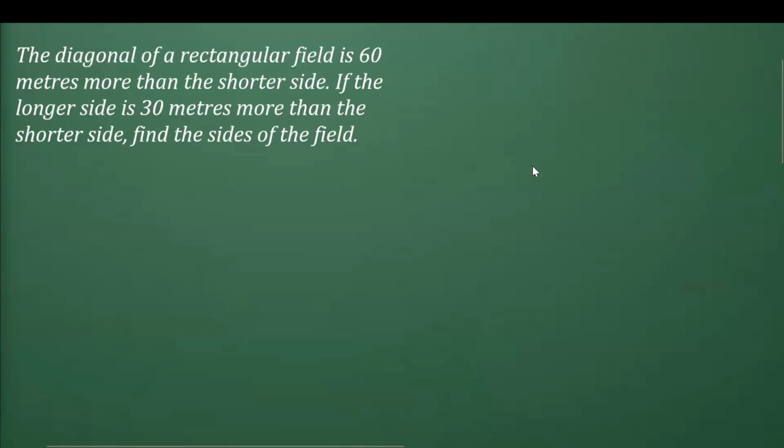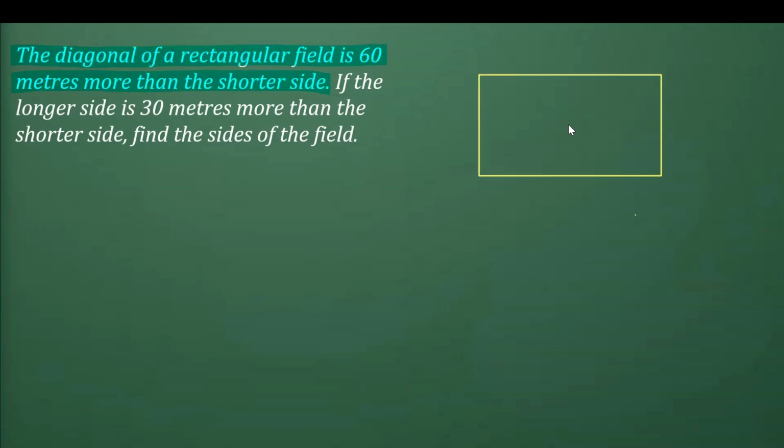In this question, it says the diagonal of a rectangular field is 60 meters more than the shorter side. So the first thing that we can do is to make a rectangle, and say I name it ABCD, and they are talking about a diagonal. So let's join any of the opposite vertices. Say I join BD here, keeping in mind that each angle of a rectangle is 90 degrees.